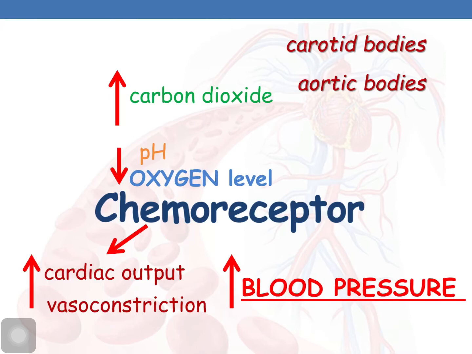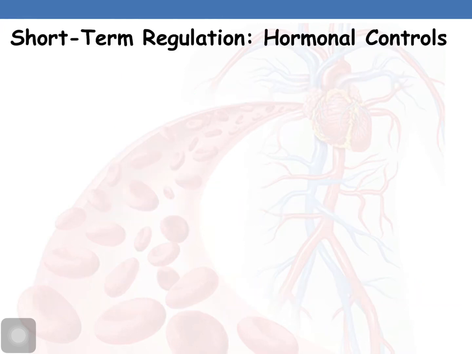So, chemoreceptors play a much larger role in regulating respiratory rate than blood pressure. Next, the short-term regulation of blood pressure by hormones. Hormones also help regulate blood pressure, both in the short term via changes in peripheral resistance and in the long term via changes in blood volume.